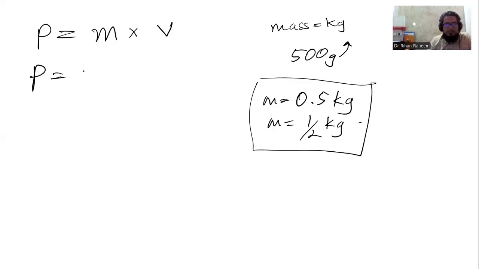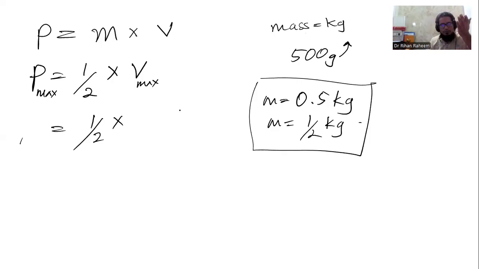So P is momentum. Mass of the object is half kilogram into velocity. Here they are telling you to find the maximum momentum. I'll just put P max. The maximum momentum happens during maximum velocity. What is the maximum velocity in this situation? When throwing up, it was 50. Exactly when finishing the journey, when coming back to the hand, it is 50. So 50 is the maximum. So half into 50, 25.